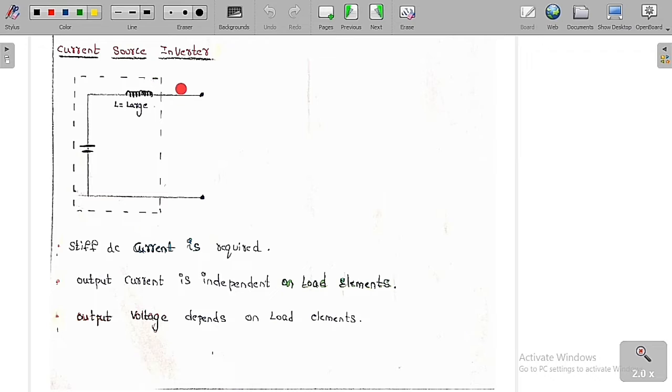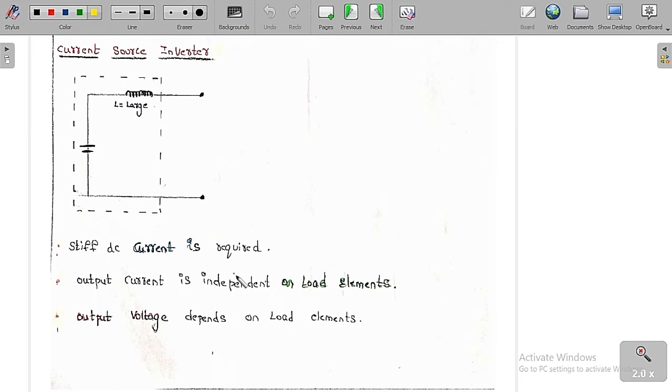So for a current source inverter, basically we need an input of constant current source. We can get that with the help of an ideal voltage source and an inductor in series combination. Because we choose an inductor of huge inductance, its current will always remain constant. So the series combination of an ideal voltage source and an inductor behaves like a current source. Here at the output, the load current is constant irrespective of the load, whereas the output voltage varies depending on the load elements. As the load element changes, the output voltage changes for this current source inverter.